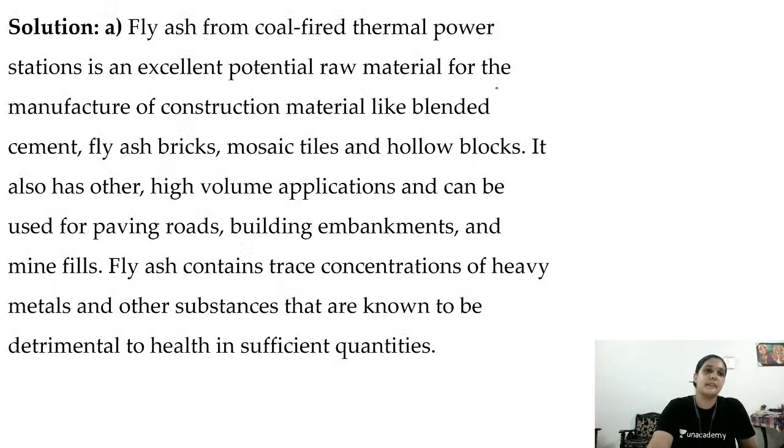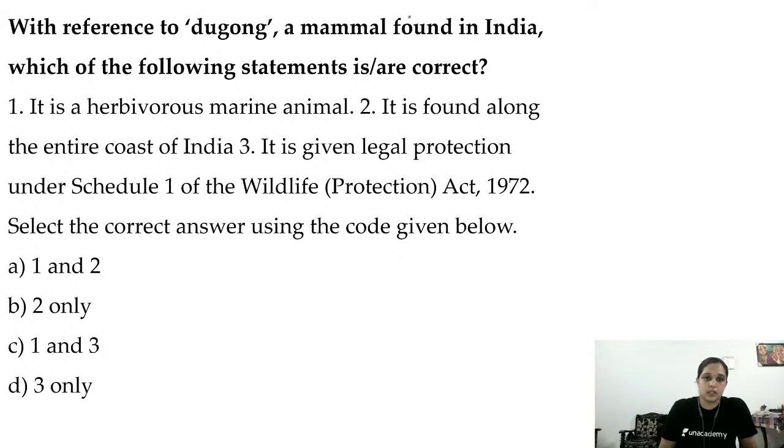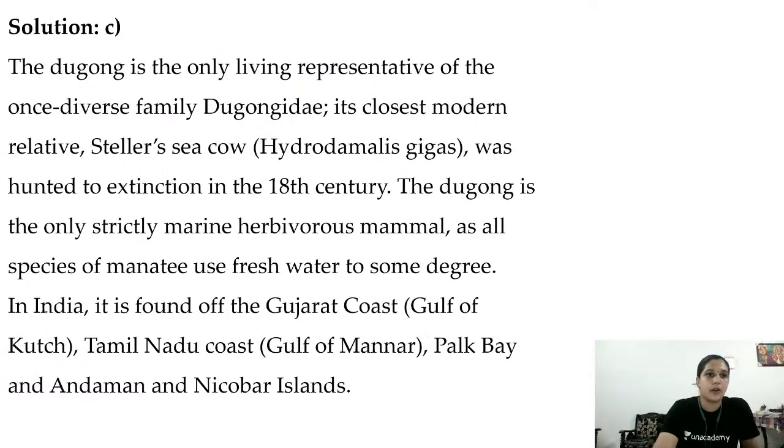All these concepts. Next, with reference to the dugong. The dugong is the sea cow, a mammal found in India. Which of the following are correct? It's a herbivorous marine mammal. Yes. It feeds on seagrass. It is found along the entire coast of India. No, it is not found along the entire coast of India. It is given legal protection under Schedule 1. That's right. So the answer is 1 and 3 only. It is not found on the entire coast of India. It is found on the Gujarat coast. See this. Found only in the Gujarat coast, Gulf of Kutch, Gulf of Mannar, Palk Bay and Andaman and Nicobar. So also in the eastern coast.